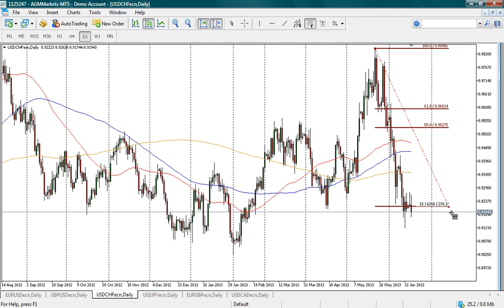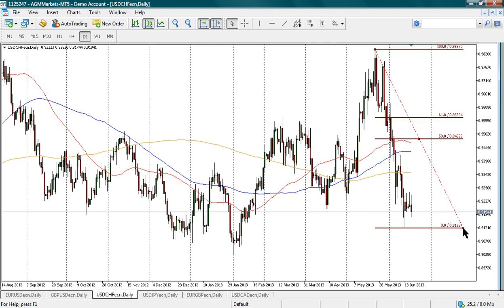So euro dollar, we're looking for a sell-off for a bounce. Here we're looking for a pop-up and see what happens if we get up to this 50%. This will personally be the fib I'd be looking at. Of course, you have the moving averages here, so we could just bounce up and react off one of these and sell off. But in terms of fibs, this would be the one that I'd personally be looking at on the dollar Swiss.